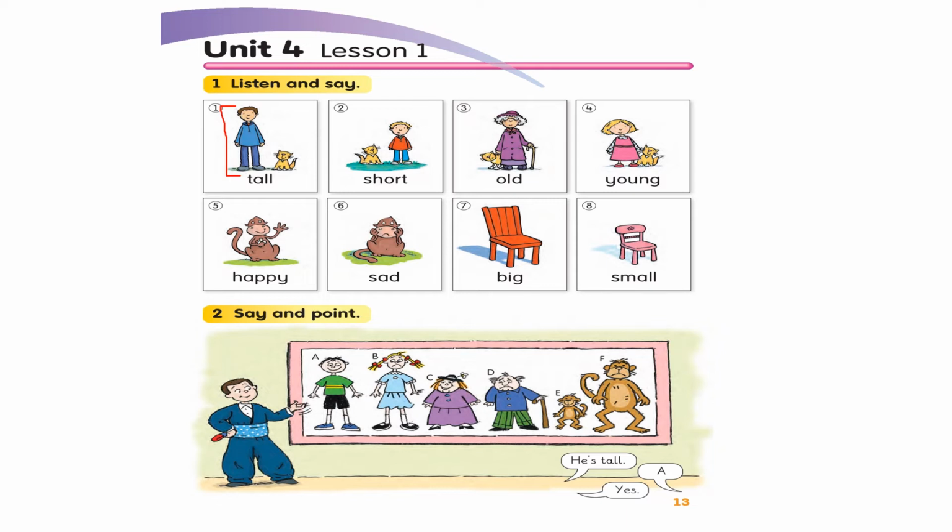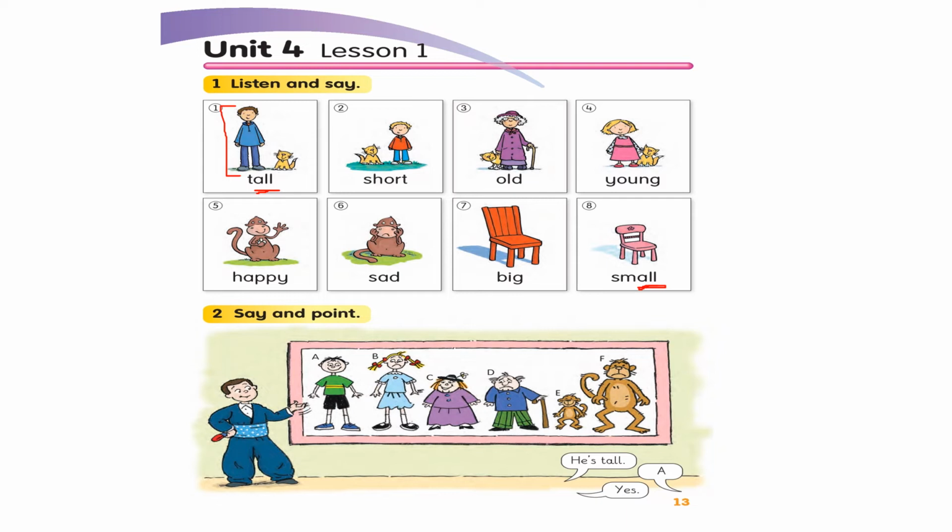Repeat after me, please. Tall, tall. Short, short. Old, old. Young, young. Happy, happy. Sad, sad. Big, big. Small, small. Look, we have tall, A-double-L, the sound "all", tall, and small, A-double-L again, the sound "all", small. Okay, very good.